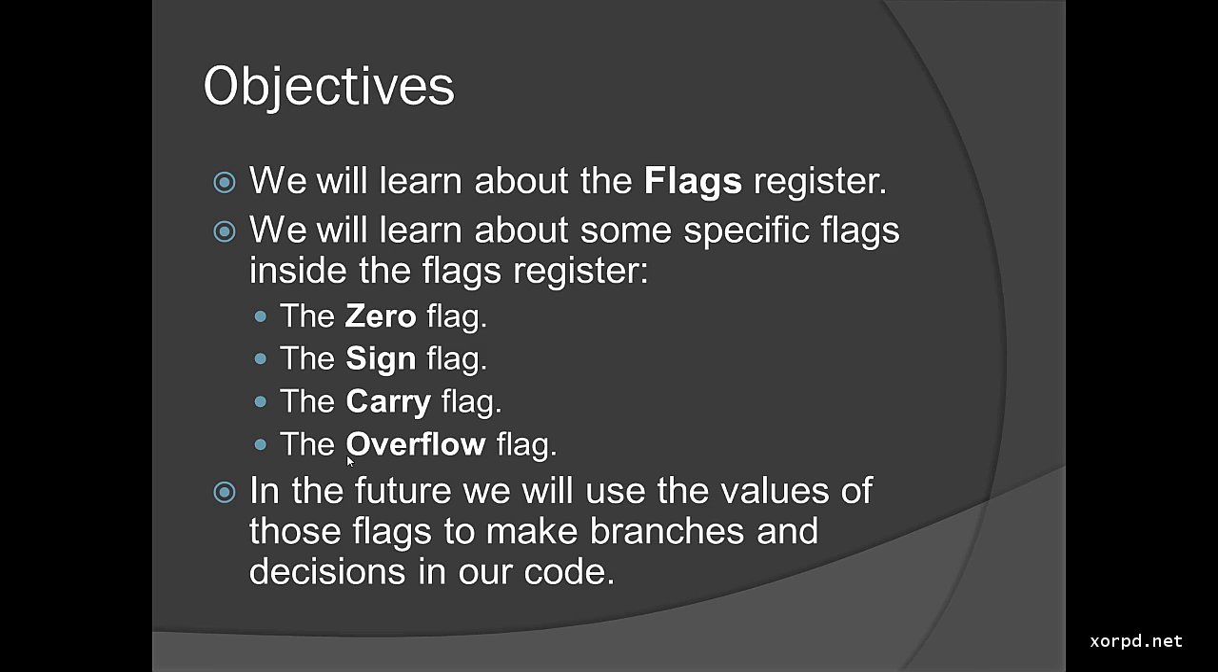If you really want to do anything related to branching or something like that, you will have to know about at least one of those 4 flags. In the future, we are going to use the values of those flags to make branches and decisions in our code. So this is a pretty important lesson. If you want to be able to decide things in your program or maybe create loops, meaningful loops, not just infinite loops, you are going to have to know about those flags and how they work. So make sure that you understand pretty well how those flags work.